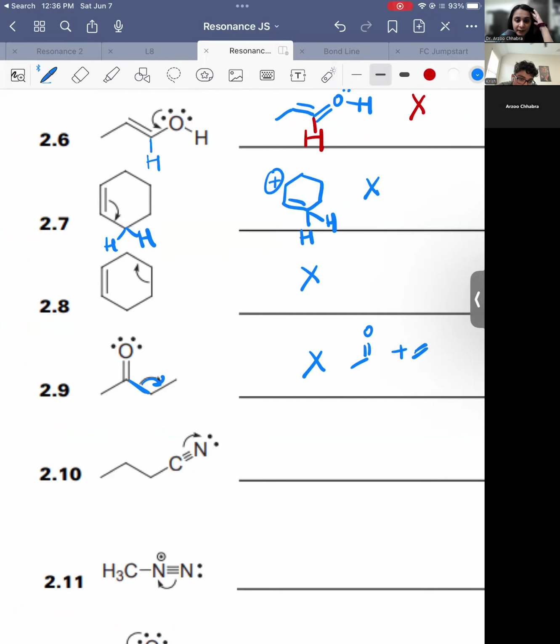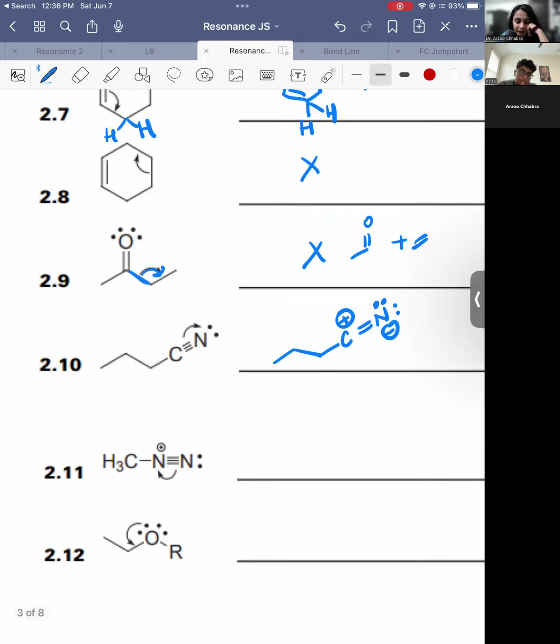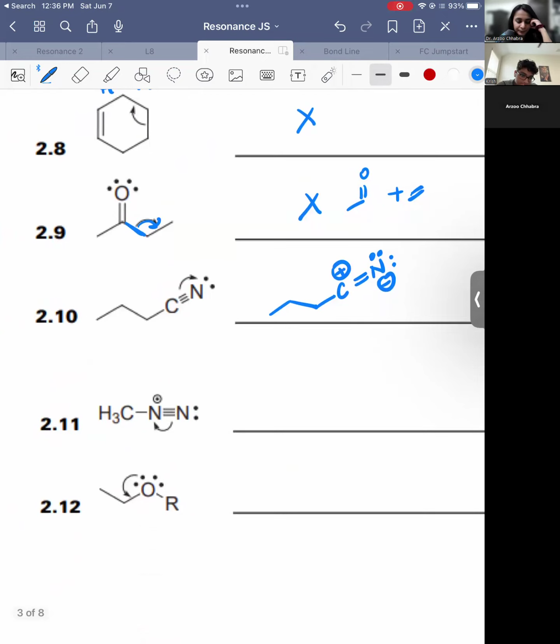Yes, it should be possible because there are no hydrogens attached to the carbon, because it has a triple bond. So that's right, it's fine. And when we do that, the nitrogen will get a negative charge, because we're creating an extra lone pair of electrons there. And then carbon will have a positive charge. That's right. So that's possible. What about 2.11?